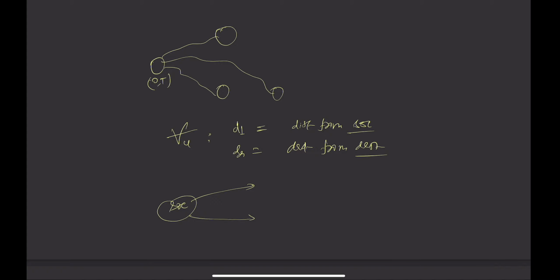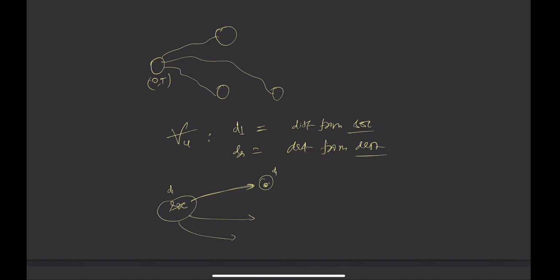Then start from source and visit the neighbors. So okay, I visited this neighbor. Can I update the answer of this? Yes I can, if and only if, because we know this value, right? So d1 I know for this one, d1 I know for this one.